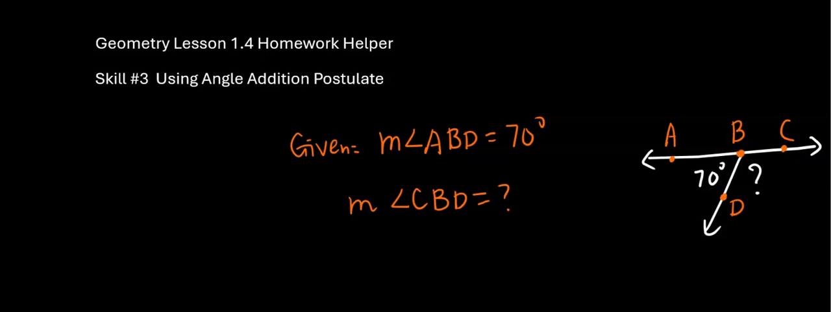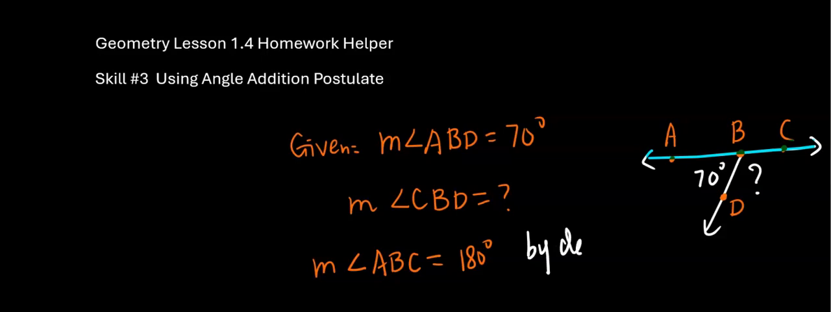All right, we're going to do a very small proof. We see, because angle ABC, measure of angle ABC is 180 degrees. How do you know that? Because we see this is a straight line. Straight line forms a straight angle. Straight angle is 180. So it's by definition.